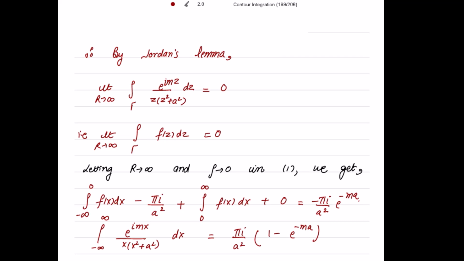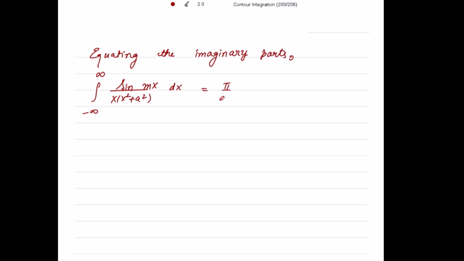What we need in the numerator is sine of mx for the integral which we have to prove. So we have to equate the real parts or imaginary parts now. Yes, we have to equate the imaginary parts. When we equate the imaginary parts, we get sine in the numerator. So this will become the integral from minus infinity to infinity of sine of mx over x into (x square plus a square) dx, equal to pi over a square times (1 minus e to the power minus ma).